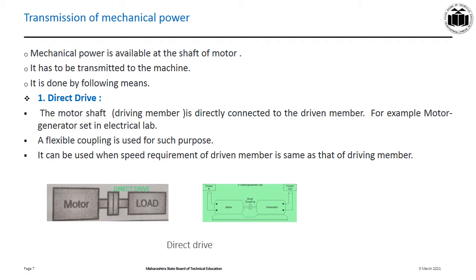As shown in the diagram, the motor and the generator set, they are coupled. A flexible coupling is used for such a purpose. So it can be used when the speed requirement of drive member and the driven member is same.